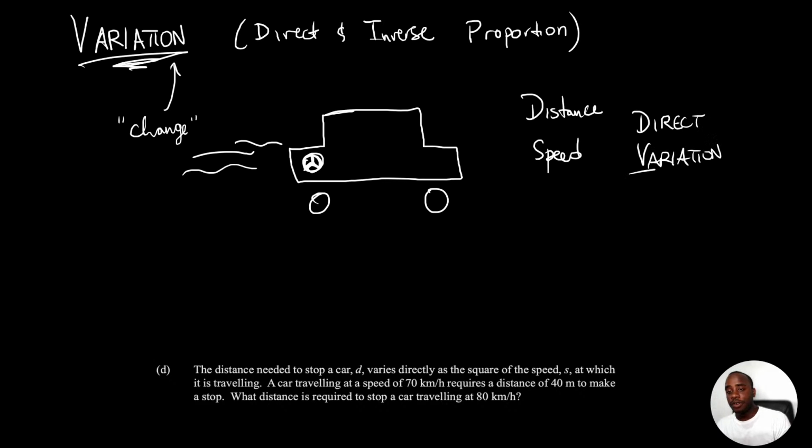And we call it a direct variation because the more you speed up, the more distance you cover. So as speed increases, the distance increases. On the other hand, if you start driving slower, you cover less distance. So as speed decreases, the distance covered also decreases. Okay? So that is what we call a direct variation. So the more you go up with the distance, the more you go up with the speed.